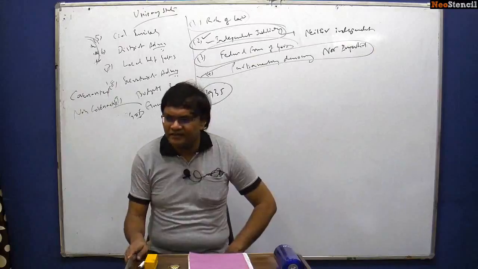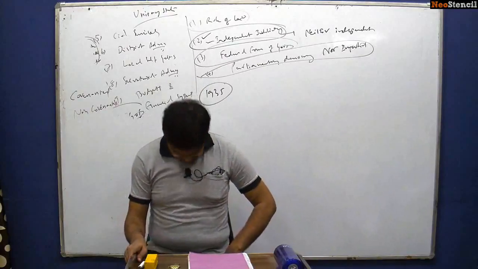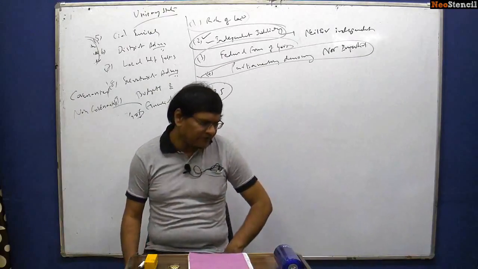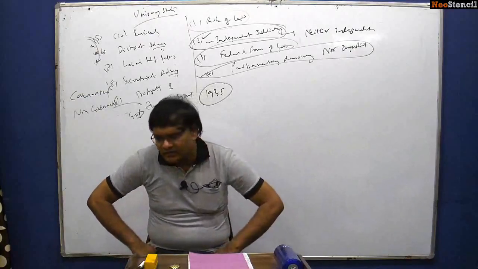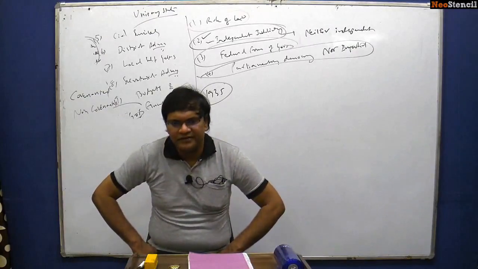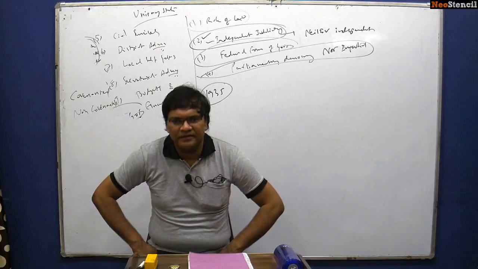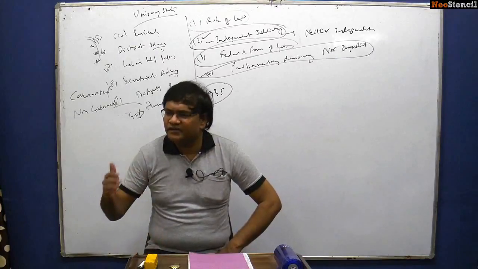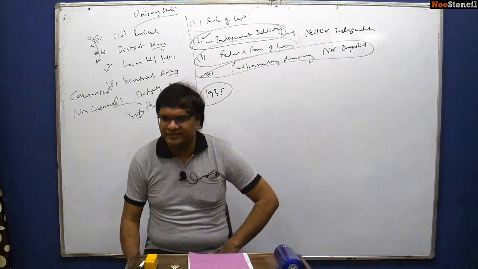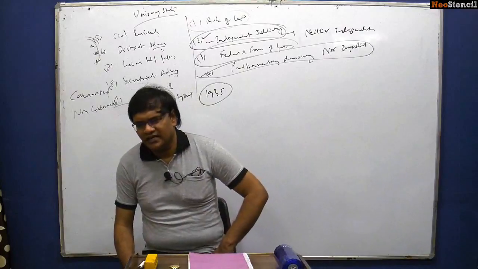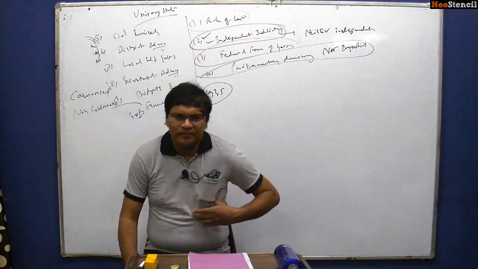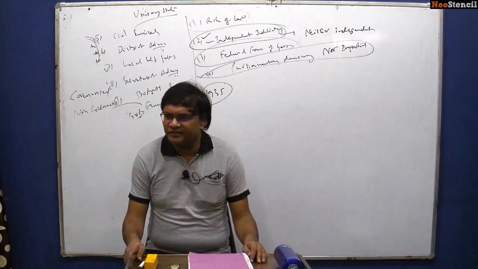Second one is Provincial Civil Services. What were these Provincial Civil Services? Like what we have at present, State Services. At the state level you have Group A, Group B, Group 1, Group 2 Services, Provincial Services.